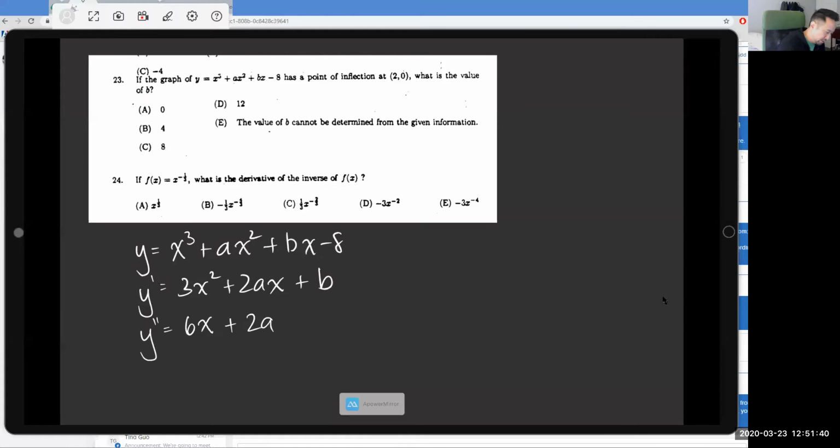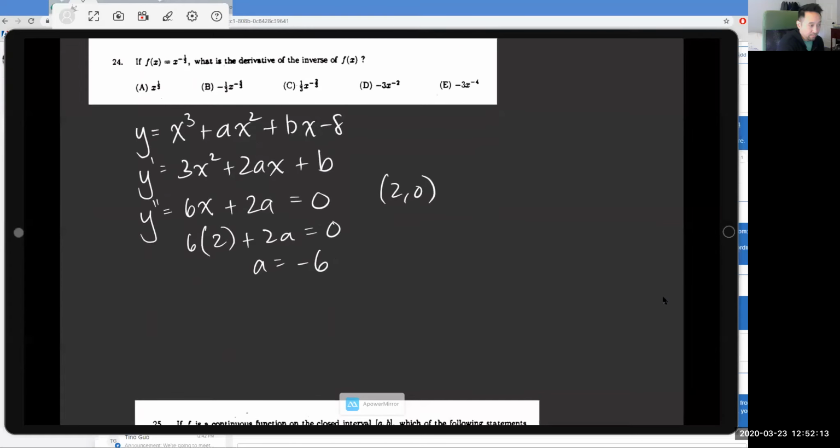Now, point of inflection indicates we have a critical number, right? Set equal to 0 and solve for x. They told me it has a point of inflection at (2, 0), so at (2, 0) I'm going to input 2 for x. So this will be 6 times 2 plus 2a. I don't know a, but now I could solve for a. Here, you're going to get a equals, I believe, negative 6. Okay, so a equals negative 6.